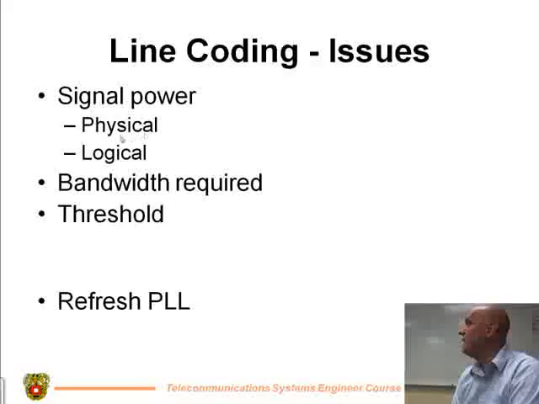Okay, so signal power, there are two things. Physical signal power is how much physical power it takes to send it, and then there's logical signal power, which is the amount relative to the physical power that it takes to send a particular set of ones and zeros. Okay, next thing is the bandwidth required. We want the required bandwidth to be as low as possible, right? So that we can send as much as possible through a particular amount of bandwidth.